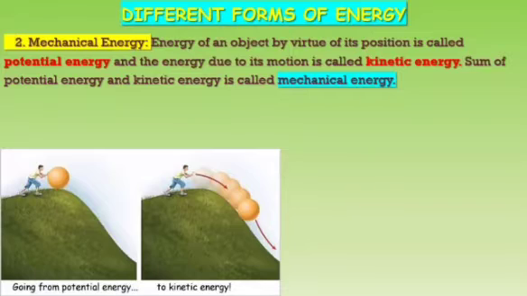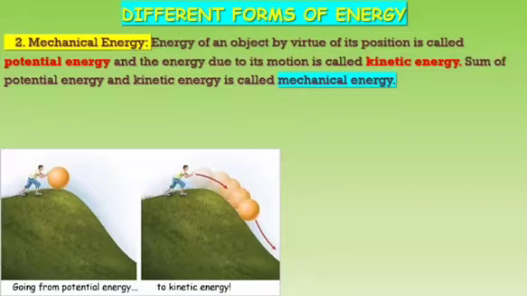Now you can see in the first picture a ball on the top of the hill. The ball which is kept at the top of the hill has some energy in it, and that energy we call potential energy. That is the energy by virtue of its position. The ball is there on the hill and has some energy in it, which is called potential energy.